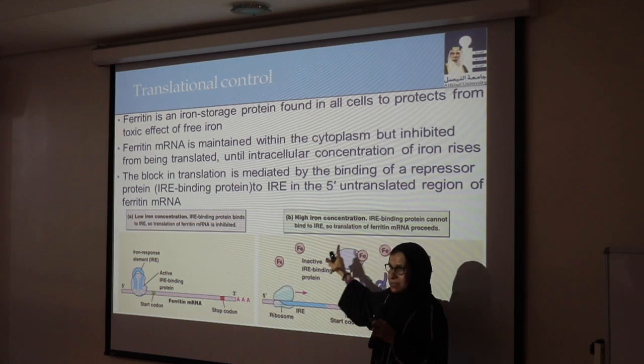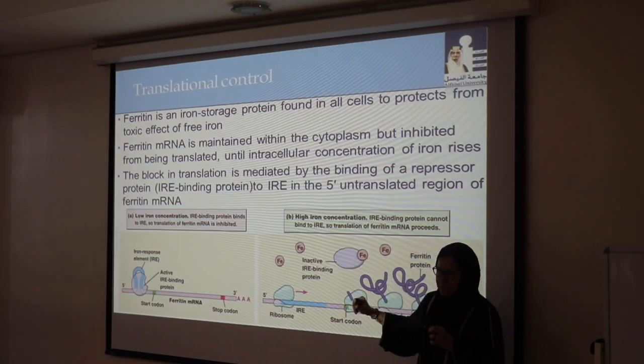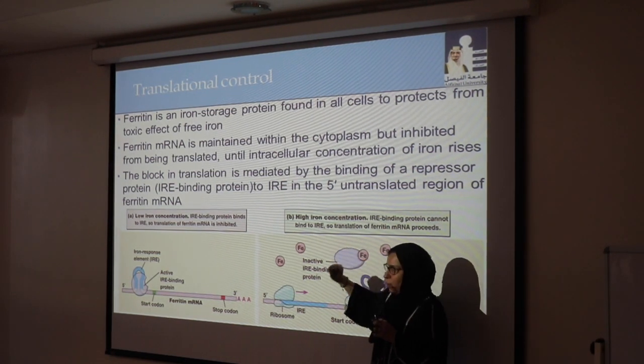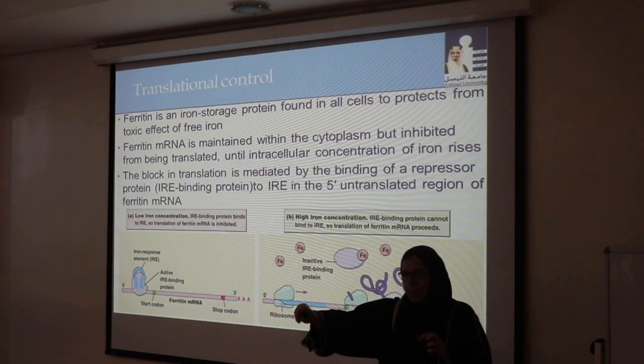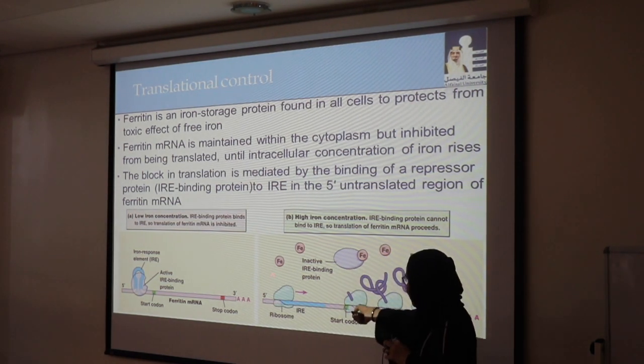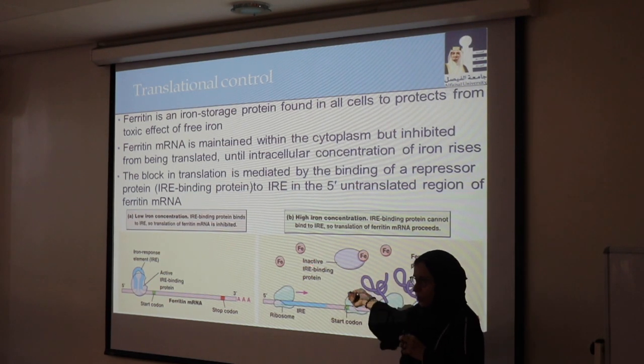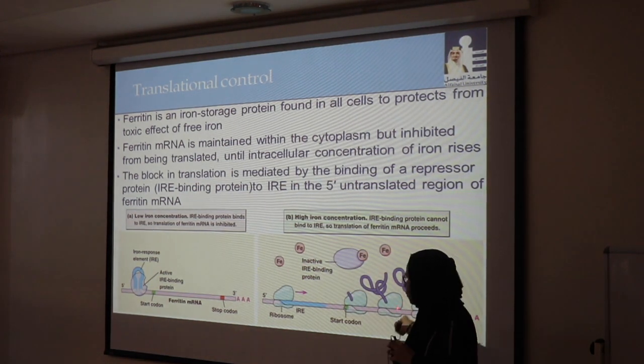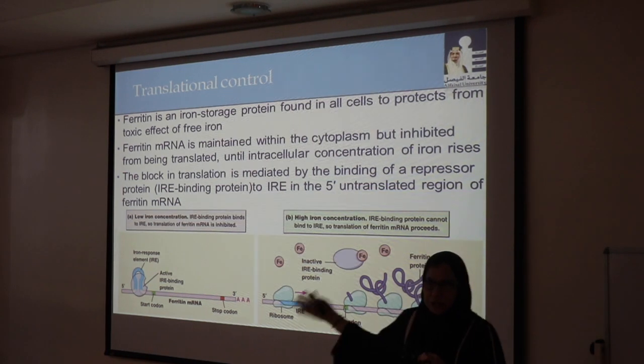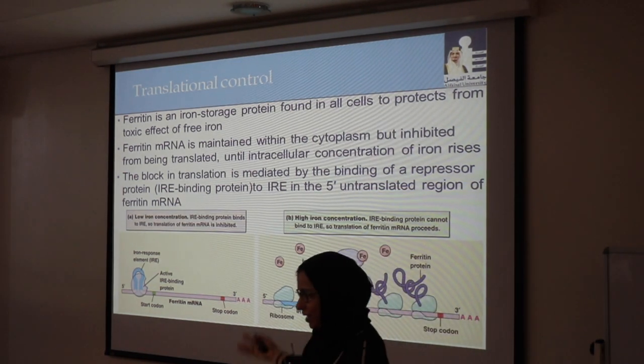So it makes sense. Once iron is there, it means I need ferritin. So iron will be the key that will unlock the door. It will remove the lock here. And once we remove the lock, what will happen to translation? Translation will occur and we start making ferritin.